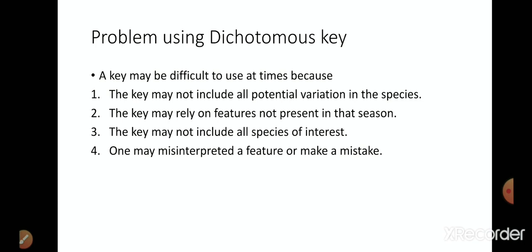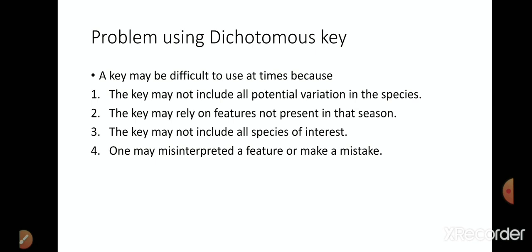Next, one may misinterpret a feature or make a mistake. Sometimes the character of the organism is misinterpreted or wrongly written. So this wrong or misinterpreted character makes a mistake in the identification of that unknown organism. So the key is not useful for the identification of such an unknown organism. So these are some disadvantages of the dichotomous key.